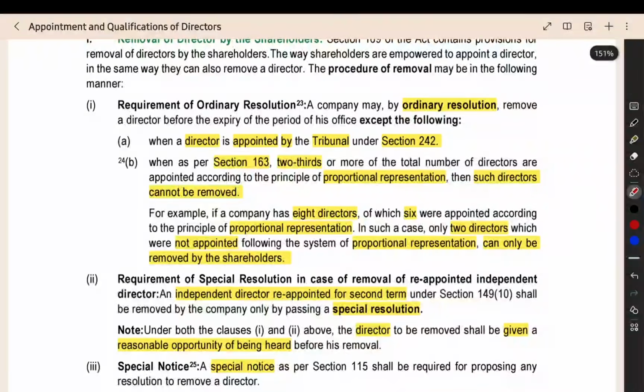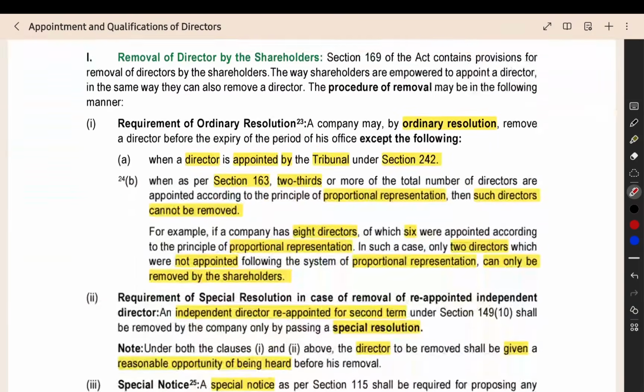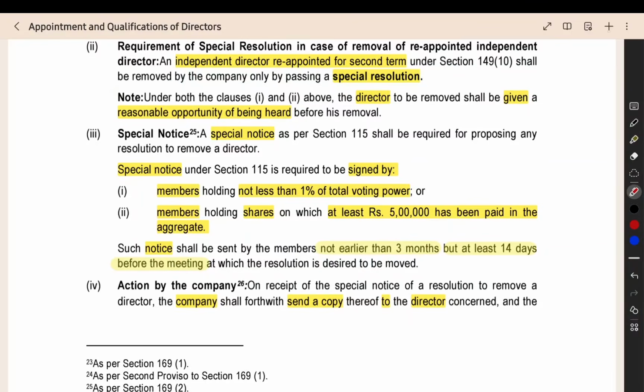Then, one more thing. If a director is appointed by proportionate representation, then also you cannot remove that director. That section itself is there to protect the minority shareholders, so you cannot remove such a director. Then, when you are removing a director, you have to give a reasonable opportunity of being heard.